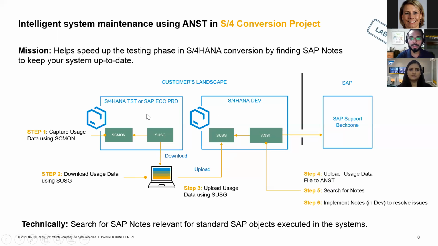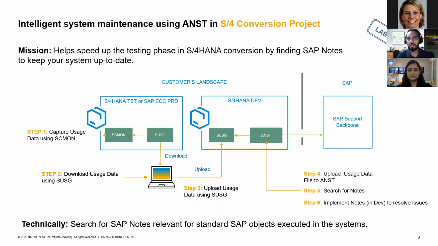So from the test environment, I have moved to my dev environment where I now have all the usage data information available. And now I will again launch ANST, and I will start uploading the usage data to ANST. Once this usage data file is uploaded, the next step is that, based on the usage data and the trace, we find the list of all nodes that have to be implemented in the system.